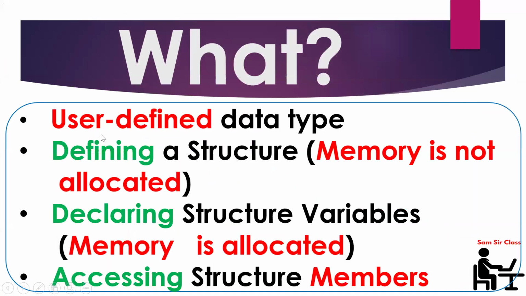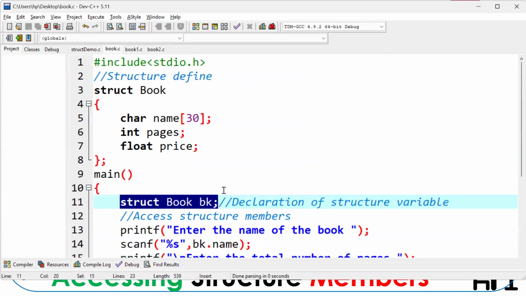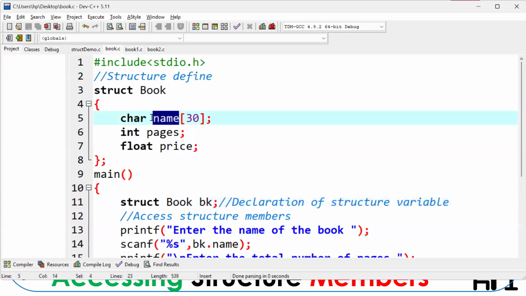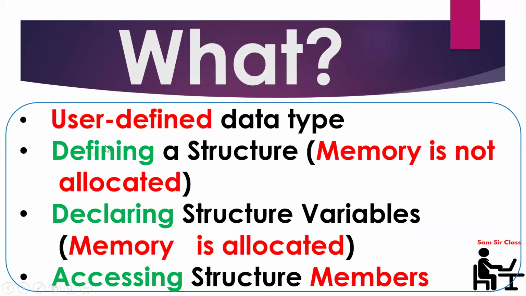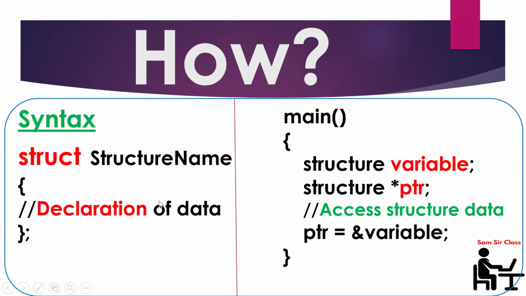Okay. So what is actually a structure? Already you have done. It's a user defined data type. Why user defined data type? Because you are able to declare a variable by using the structure. Name is a variable, character is a data type. bk is a variable, so definitely this is a data type. And what kind of data type? It's a user defined data type. What you are doing: defining a structure where memory is not allocated, declaring the structure variable where memory is allocated, and accessing the structure members. Okay, this is the syntax we have done, either the structure variable is of normal type or of pointer type.